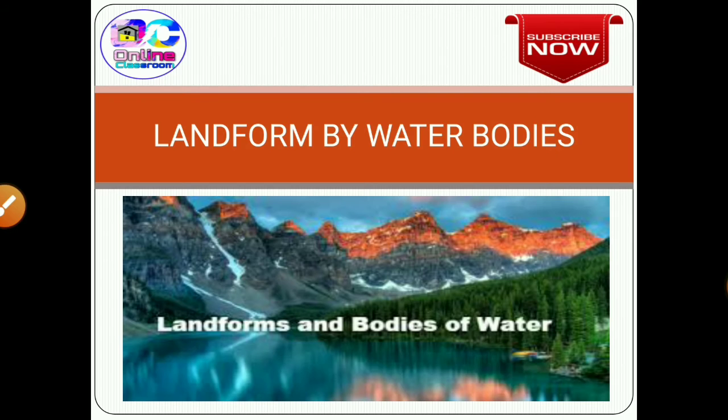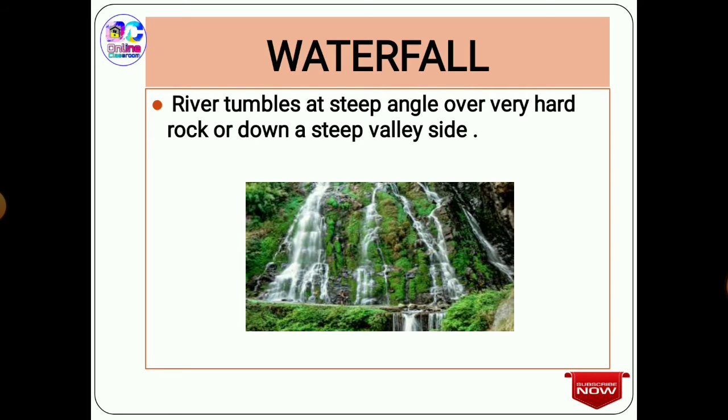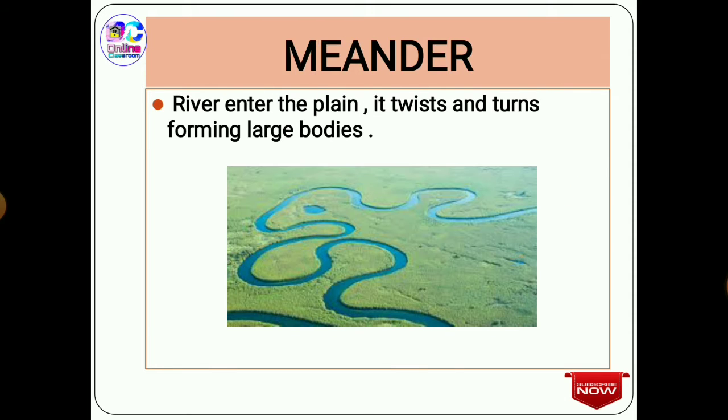Next we are going to talk about the landforms formed by the water bodies. I've already taught about the different landforms, so this will just be a brush up. In our channel, you can find each of the landforms according to its subhead. This is a brush up which gives an explanation of the different landforms. The first landform is a waterfall. A waterfall is formed when the river tumbles at a steep angle over very hard rock or a steep valley side.